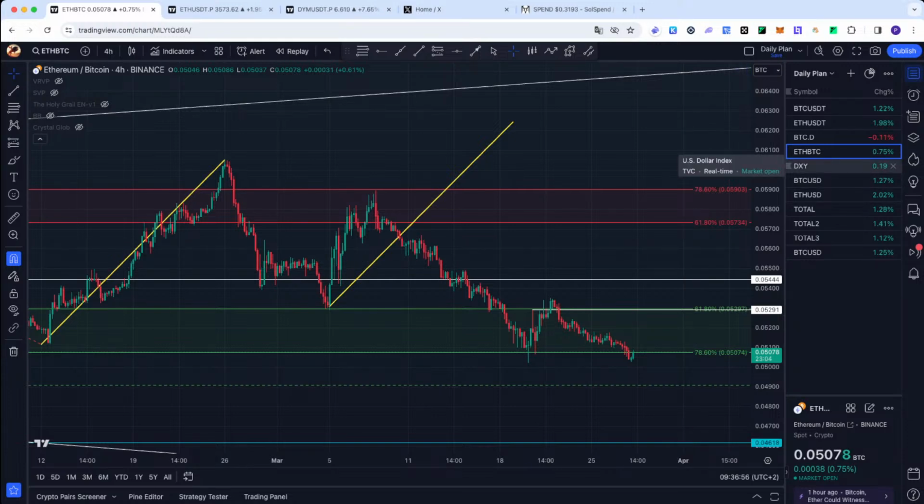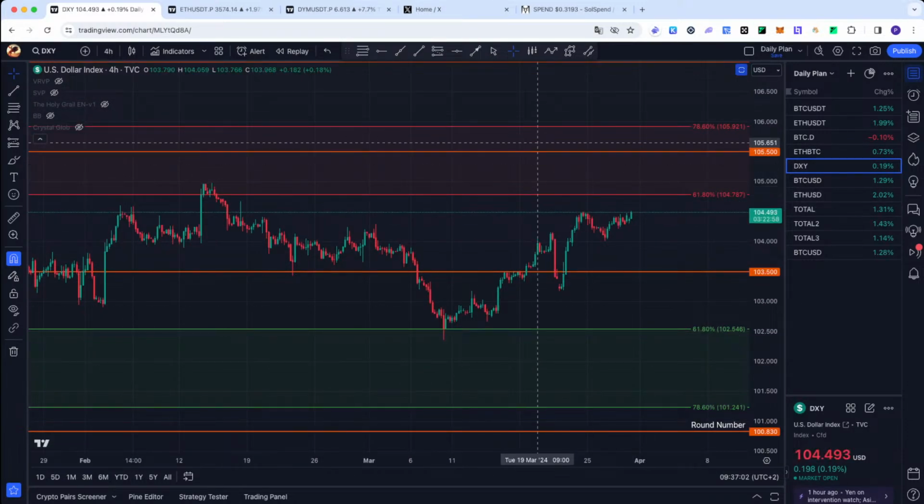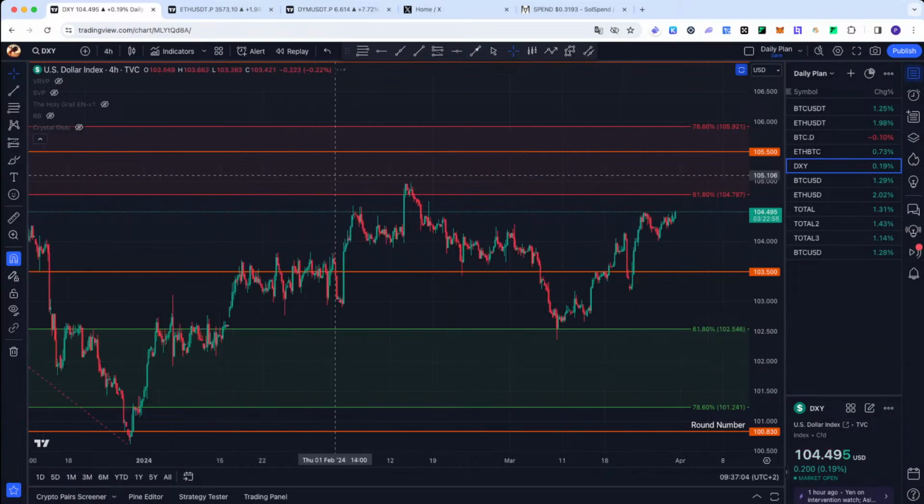Let's see what we have on DXY. Same idea. We're playing around the short, long reload zone, bouncing around here. Well, nothing bad, nothing good. It's just doing its thing. Not too many things to say.